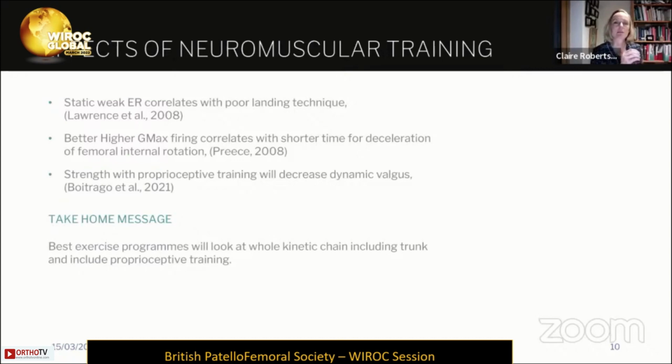And also, if we bring in proprioception with strength training, we can't just have the strength alone. We've got to make sure that it's neuromuscular as well. So we're challenging their balance, getting it increasingly harder as we rehabilitate. And that has been shown in this nice paper recently to decrease dynamic valgus. So the take-home message on this bottom left-hand area of the triangle around the regional is the best exercise programs will look at the whole kinetic chain, including the trunk, and include proprioceptive training.